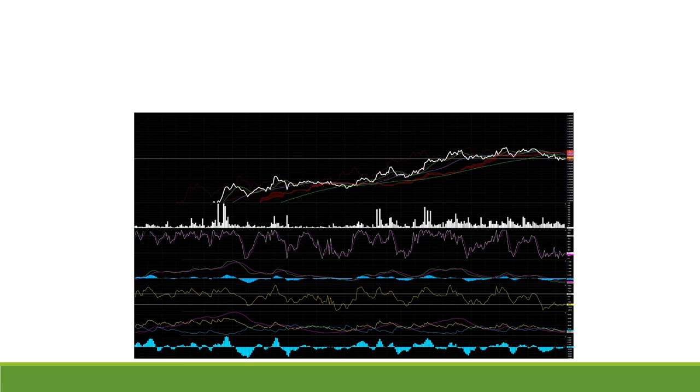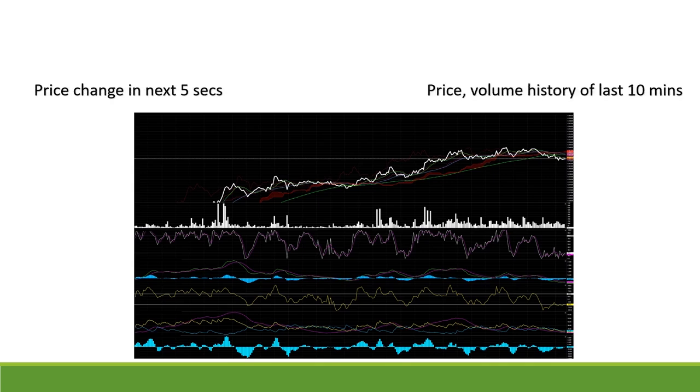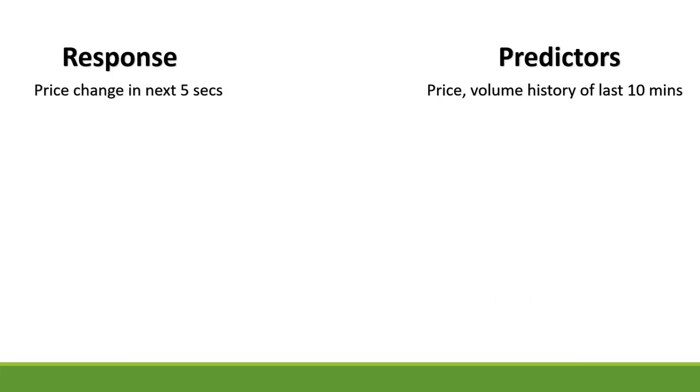For example, in high-frequency stock trading, we may need to estimate the price change in the next 5 seconds using information of price change, volume, etc. of the last 10 minutes. That is, we need to build an equation between one variable you try to estimate, called the response, and other multiple variables, which you use to estimate the response, called predictors. This equation is called a model.